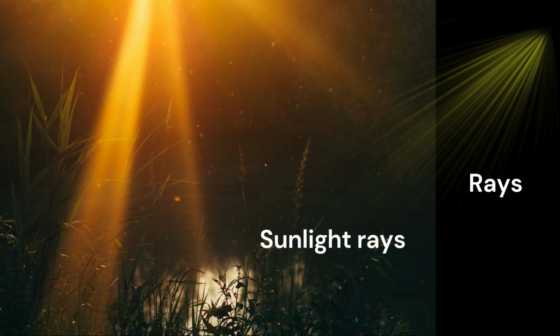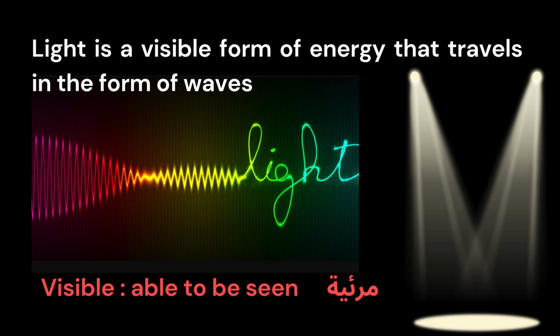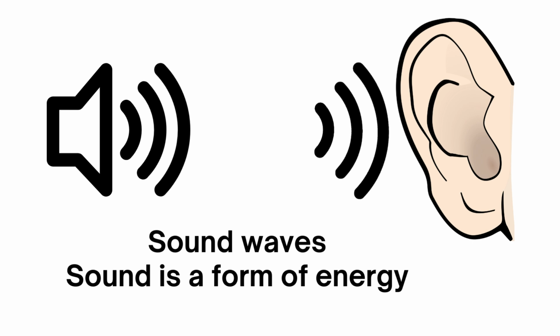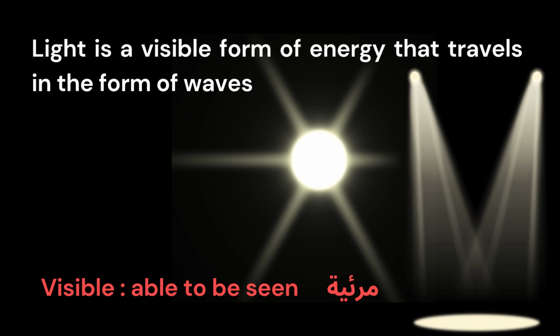You know that light is a visible form of energy. So light is energy and visible. What is the meaning of visible? That we can see the light. So it is a visible form of energy that travels in the form of waves. So now we know that there are sound waves, and these are light waves. Both of them are energy, and they travel in the form of waves.